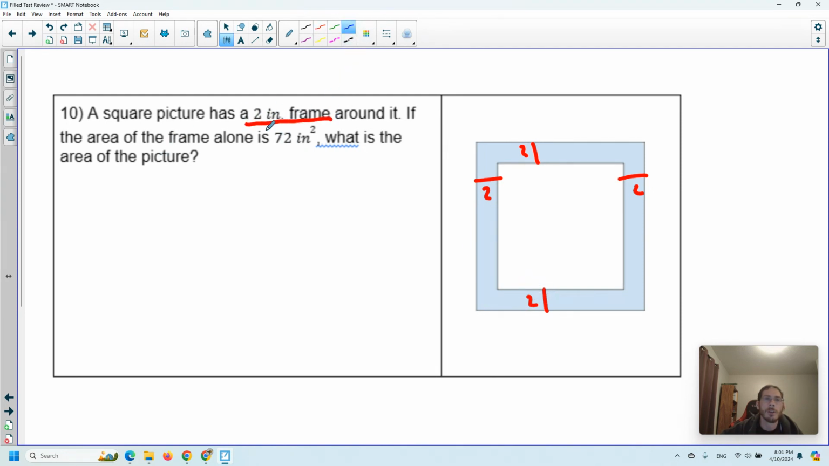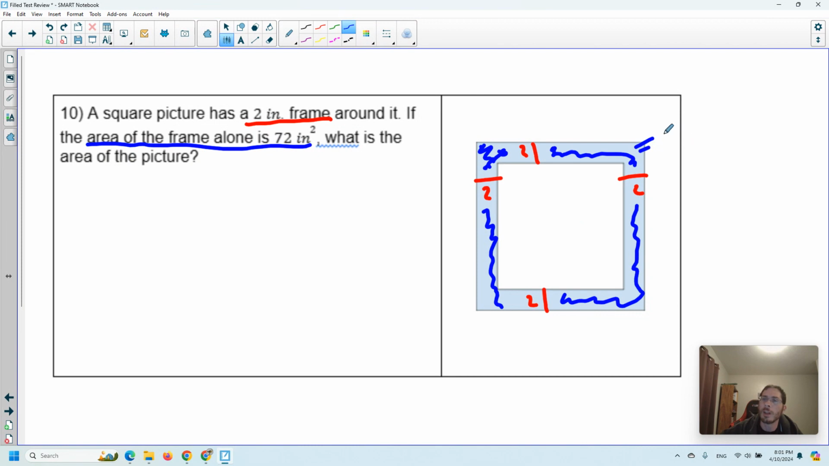If the area of the frame alone is 72 square inches, so that's kind of weird. That means that if we took the area of just the blue space, like all of this, so not the inside piece, but just the outside blue part, we would get 72 square inches. That's kind of weird to see, but we'd get 72 square inches. It asks, what's the area of the picture? So it wants to know what this is.